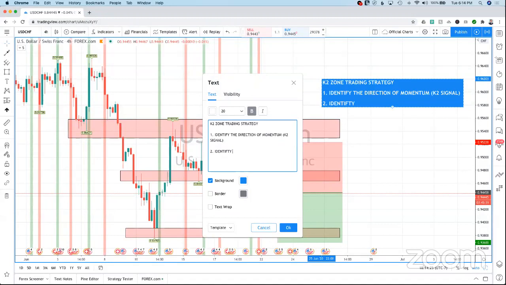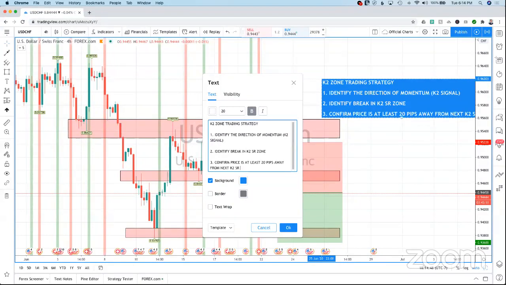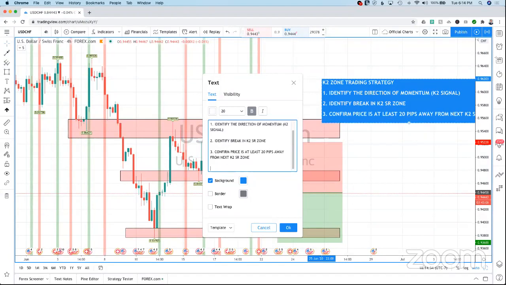But okay, for number 2, you want to identify a break in the K² SR zone. Let's see what else we got. And then next, you want to enter on the open. One last one, confirm price is at least, let's say, 20 pips away from the next SR zone. And then lastly, you can enter on the open of the following candle.